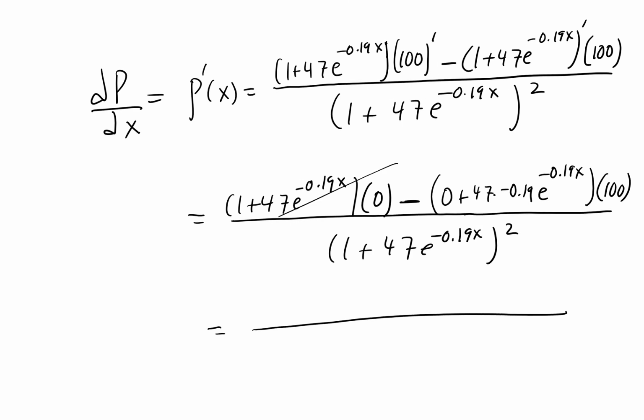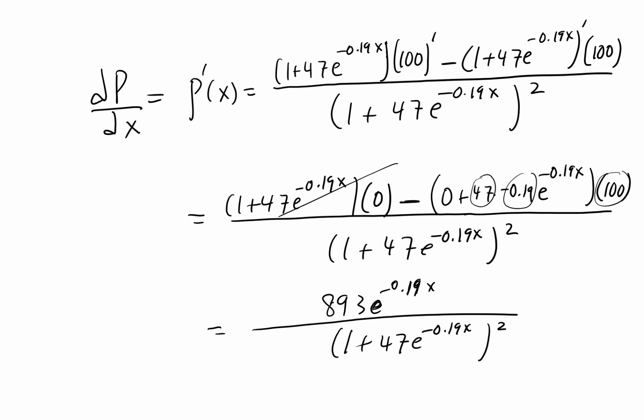The first part is gone. What we need to do here, we need to multiply, the negative by negative is positive. You multiply the 47 by this by 100. That gives us 893 e to the negative 0.19x. Keep the denominator the same. That's all we need to do. Nothing can be simplified more.